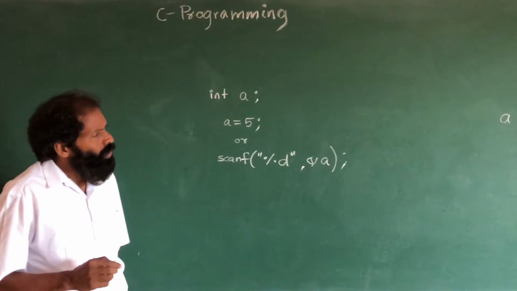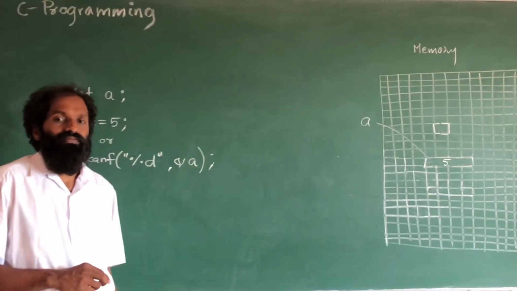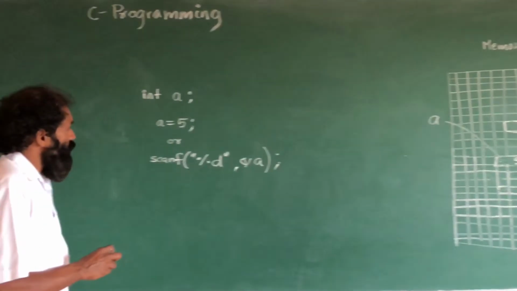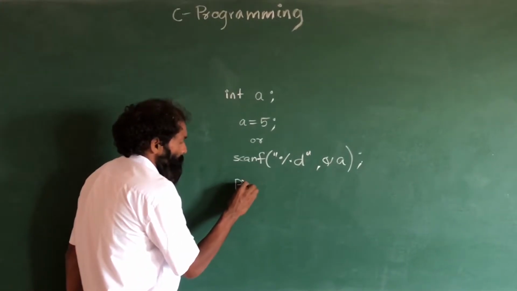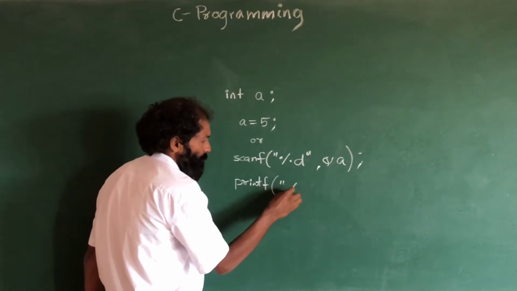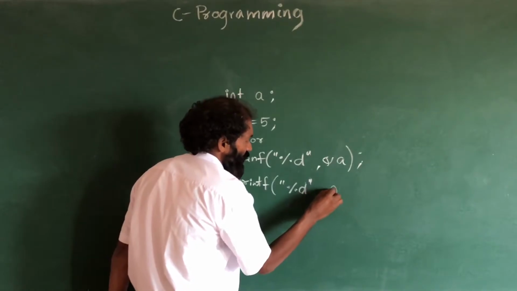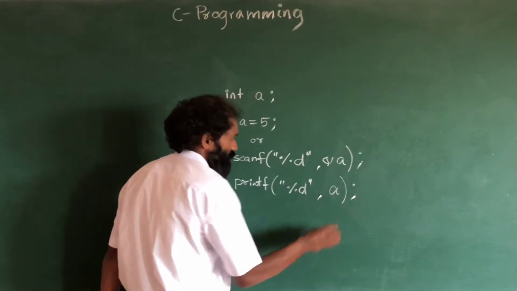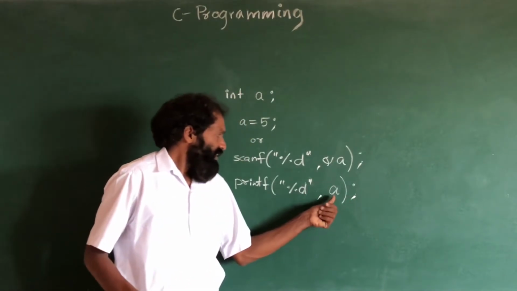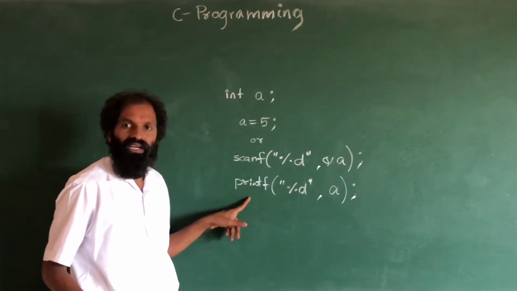Okay, now you have stored this number, now you want to display it on the screen. So, printf, same way. If you write this, A's value is 5, that will be printed on the screen.